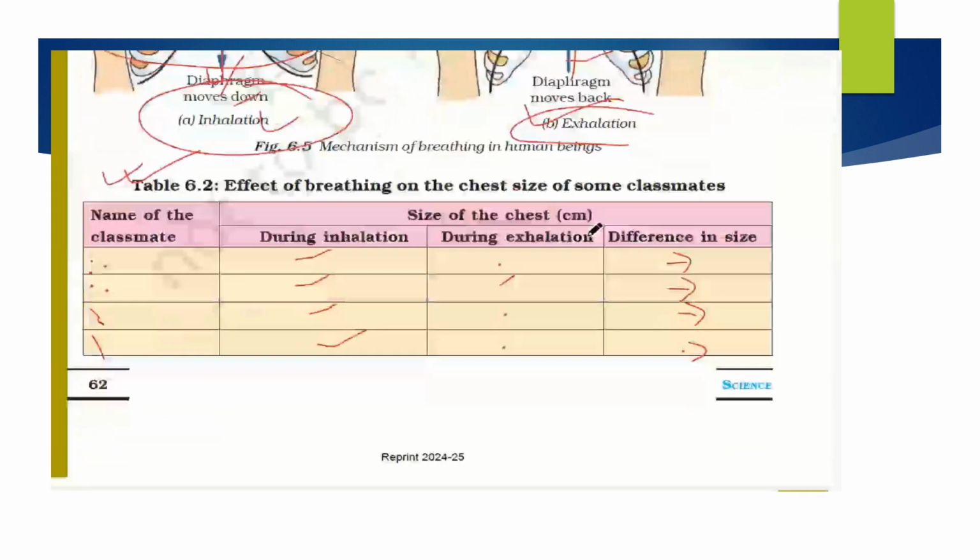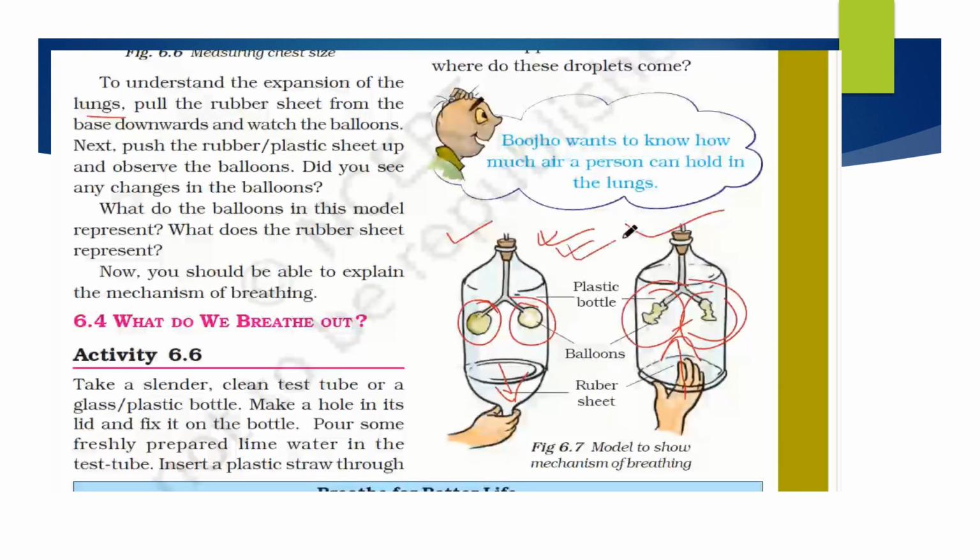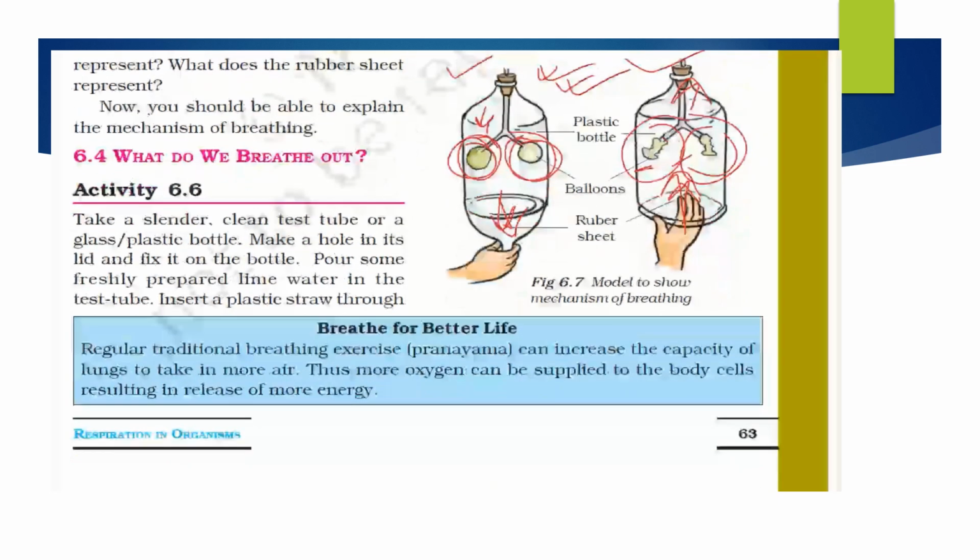This is a simple experiment where we are using a human model, and this is another experiment where we are using a bottle and two balloons. Here, when we are pulling it down, the lungs will inflate and the diaphragm is down, and when we are pushing it up, the lungs will deflate. So the first one is inhalation, the second one is exhalation. Is it clear to all of you now? Now we will move on to what we breathe out. That is activity 6.6. Let us move on to that part now.